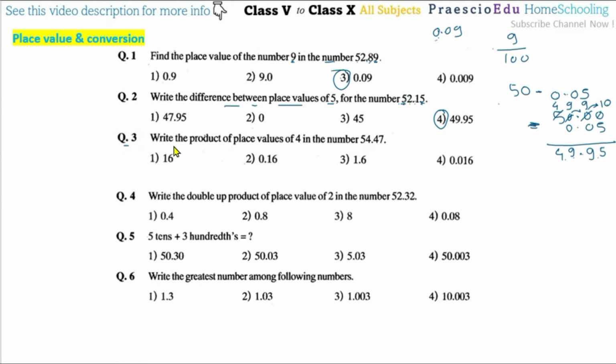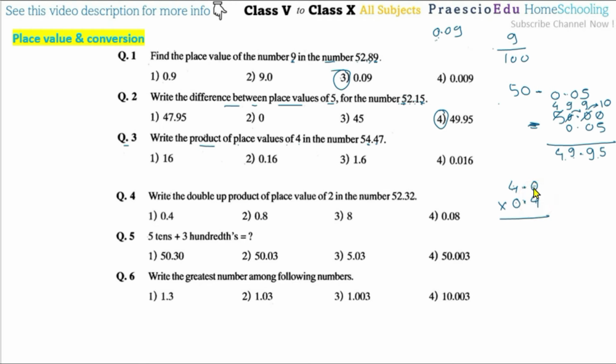Now question number 3: write the product of the place value of 4 in the number. So now this is a 4 at the unit place, and this other 4 is the digit at the tenths. So 4.0 multiplied by 0.4, this 4 means 0.4. Now we have to make the product, means multiplication. So now we have to make a multiplication, because here it is asking for the product.